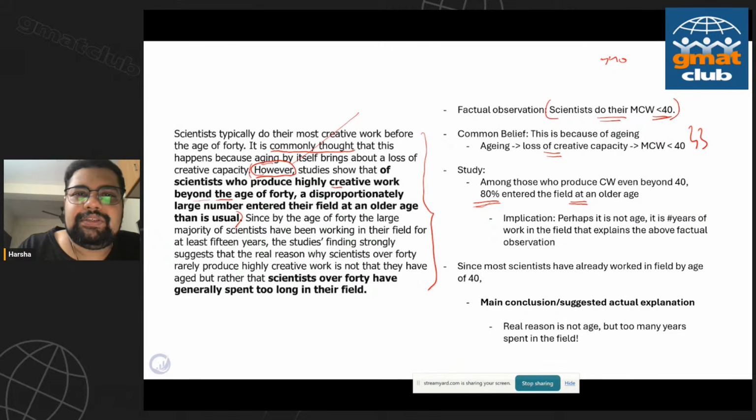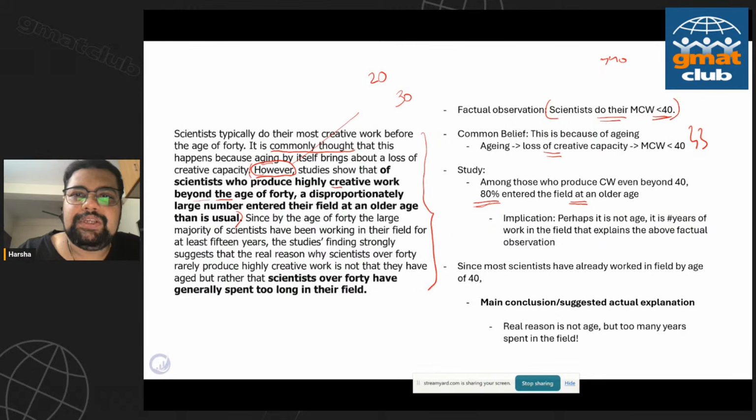So imagine the scenario where somebody becomes a scientist at, say, 20, just to understand what's happening here, right? Somebody becomes a scientist at 20 now versus somebody becomes a scientist at 30, right? That's just us understanding things.